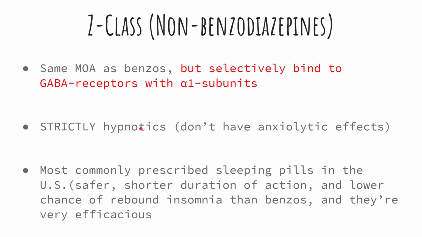Okay? So in short, the Z class are sleeping pills. Sleeping pills, we use them only for sleep. They're not used for anxiety or sedation. They are the most commonly prescribed sleeping pills in the United States. Very, very common. They're safer than benzodiazepines. They have a shorter duration of action. And they have a lower chance of rebound insomnia than benzodiazepines. So in general, they are better used for the management of insomnia than benzodiazepines. And they're also very efficacious, meaning they work very well.